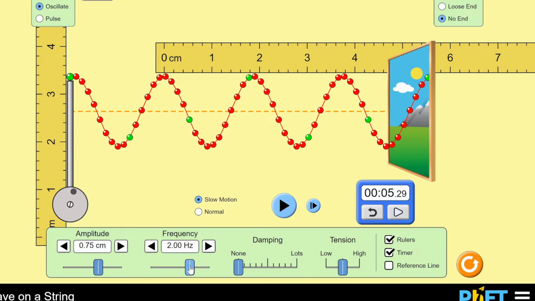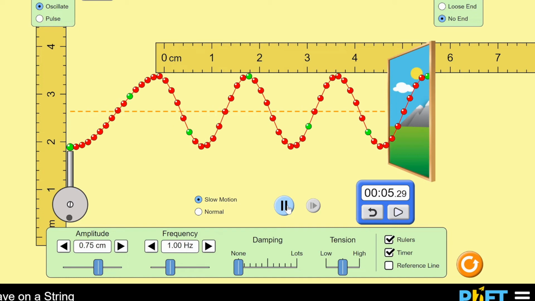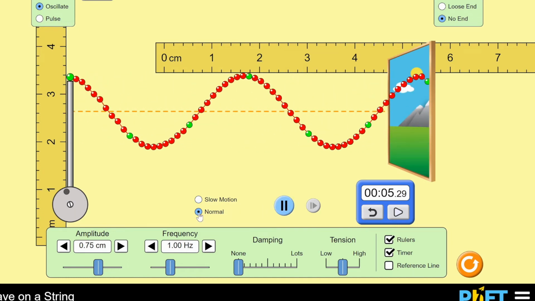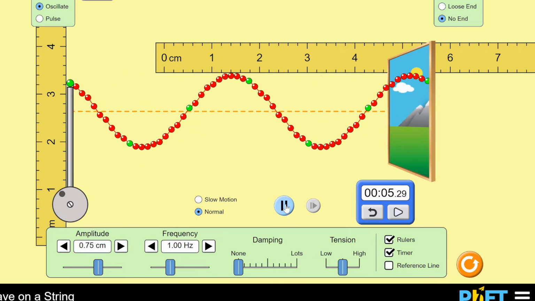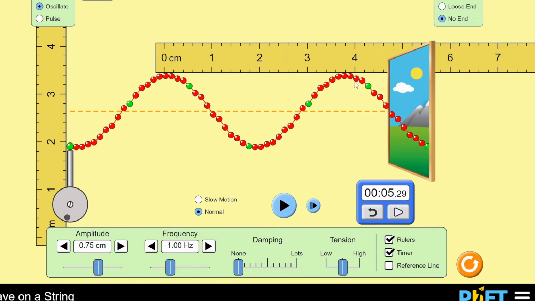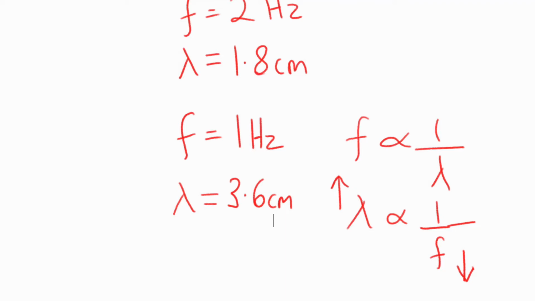So if we go back to this piece of software, we're going to change the frequency to 1 Hertz. And by changing it to 1 Hertz, we should have a different wavelength. Let's have a look at that. And this is in slow motion, remember. I'll do it at normal speed. There we go. And I'm just going to pause it. And get the ruler. Just happened to be in the right place. So 3, 3.2, 3.4, 3.6. 3.6 centimeters. So that just goes to show that the relationship between frequency and wavelength is inversely proportional. You double one, the other halves.